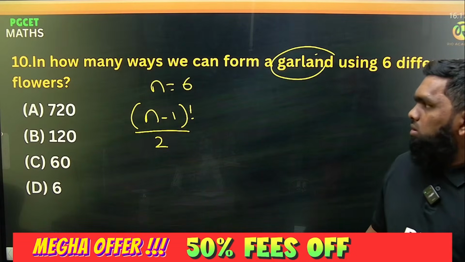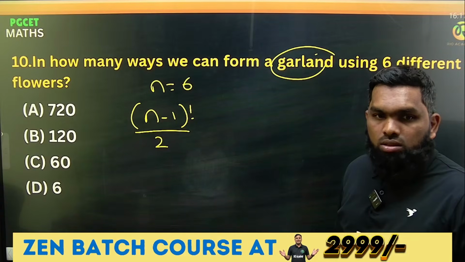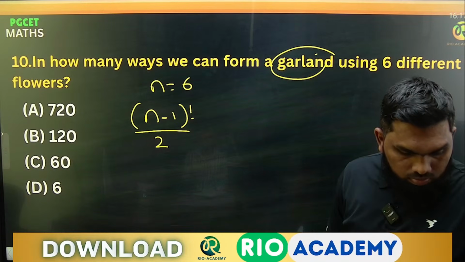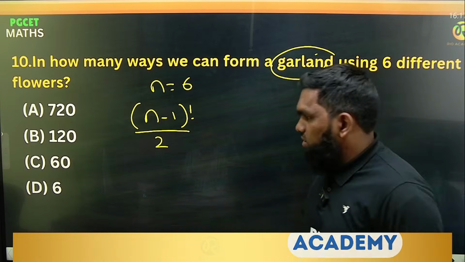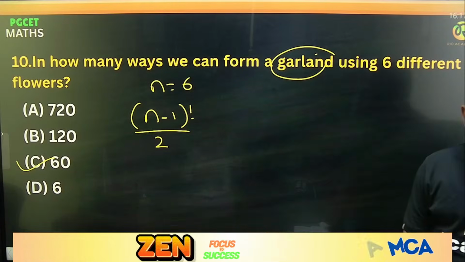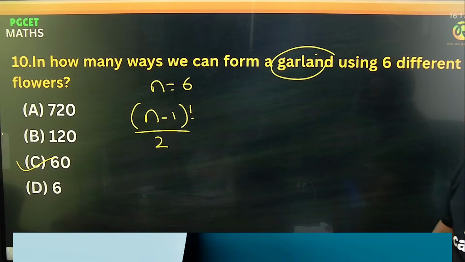Tell me the factorial. I am asking. I am telling the factorial. 60. Very good. That is the answer, 60 is the answer. Option C.